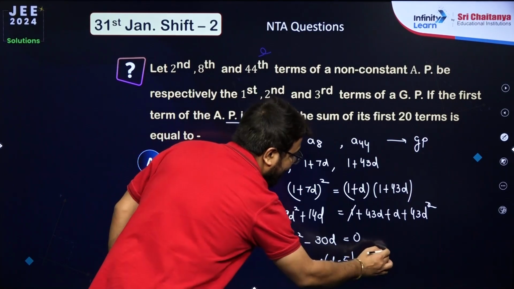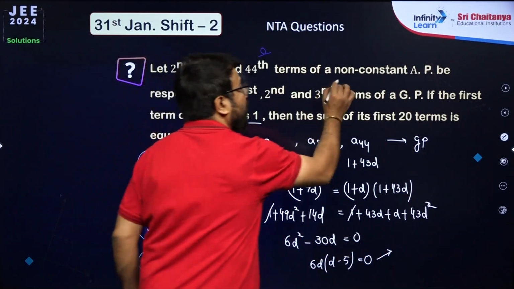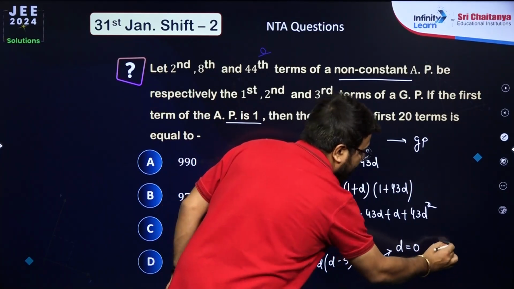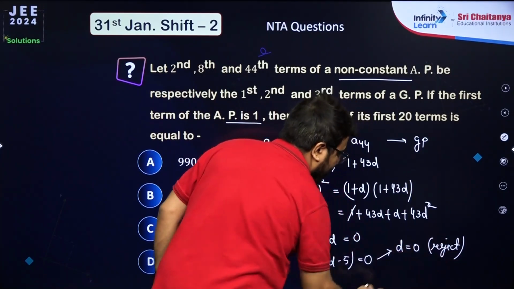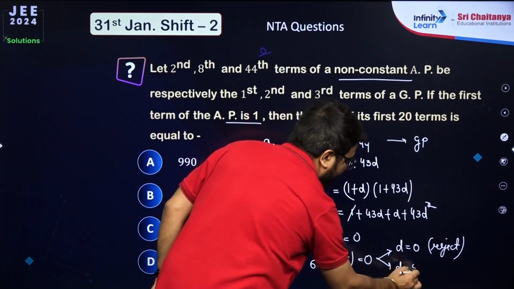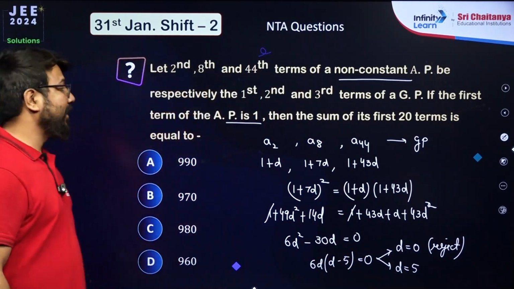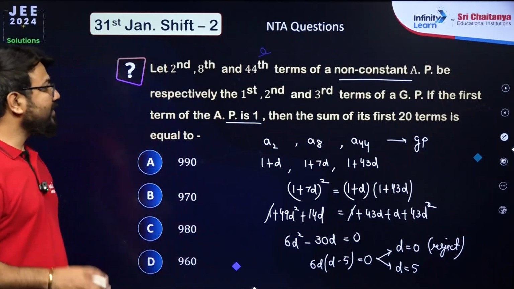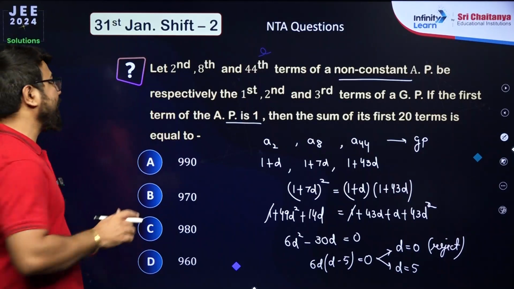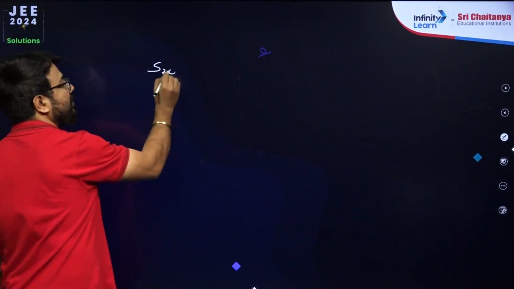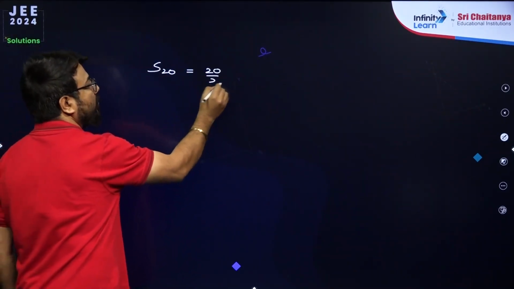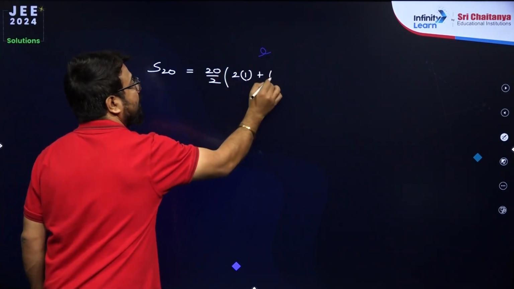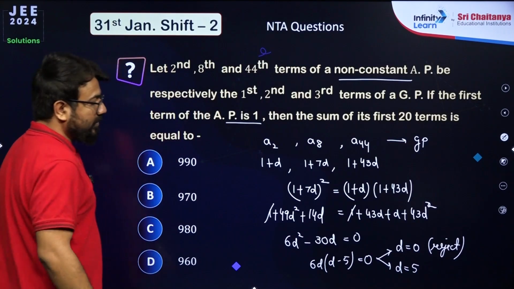My dear students, D value 0 is not possible because it is non-constant. So I'm rejecting that value. Reject this one. And D value 5 is possible over here. If D value is 5, that means we are able to get all these terms. Then the sum of 20 terms being equal to what? They're asking the value of S20. So 20 over 2, 2a plus n minus 1 into D. So what is the D value?